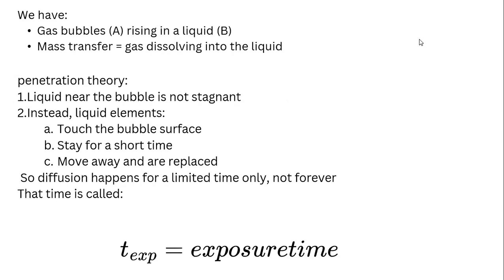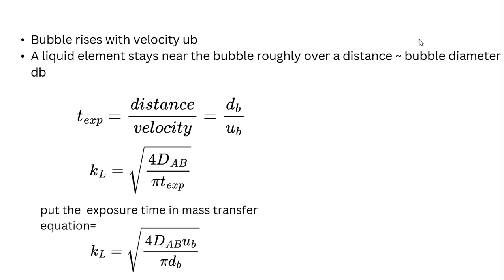So as you know, we have a gas bubble, and here we can apply the penetration theory. Liquid near the bubble is not stagnant. Instead, a liquid element touches the bubble surface, stays for a short time, moves away and is replaced. So diffusion happens for a limited time only, not forever. And that time is called the exposure time.